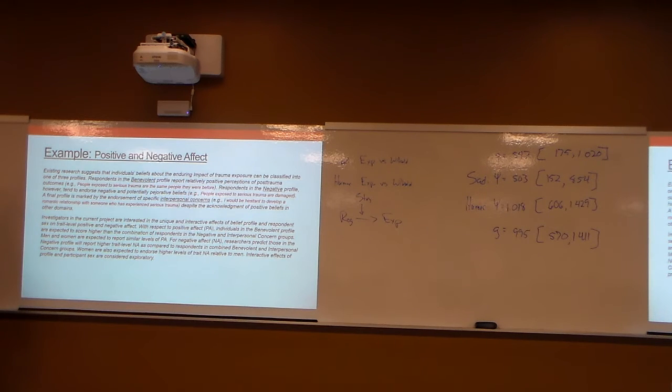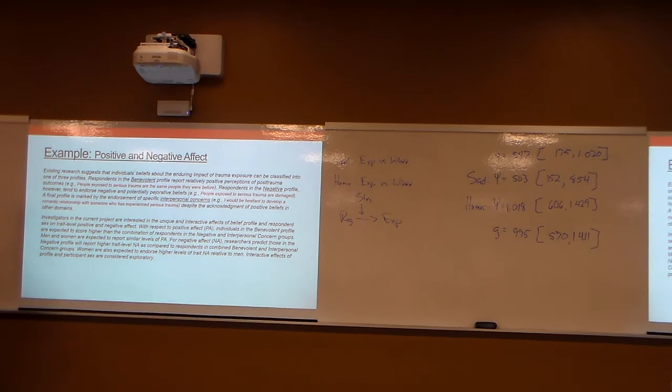So we've got 3 different groups. We've got a benevolent group, a negative group, and then kind of an in-between group that seems to be okay for the most part, except for when it comes to would I have someone exposed to serious trauma watch my kids? And I don't know about that, right? And so what we're interested in right now in this project is the unique and interactive effects of belief profile and respondent sex on trait level positive and negative affect.